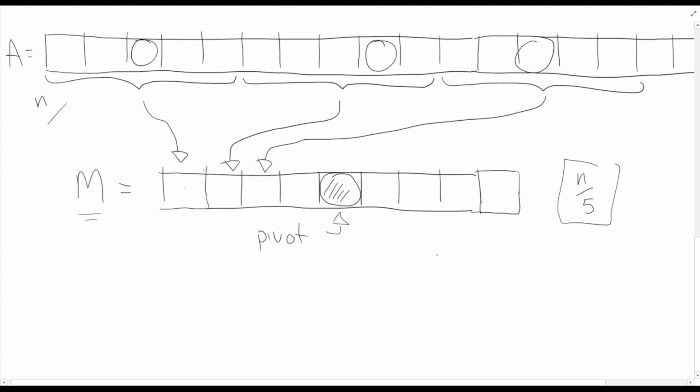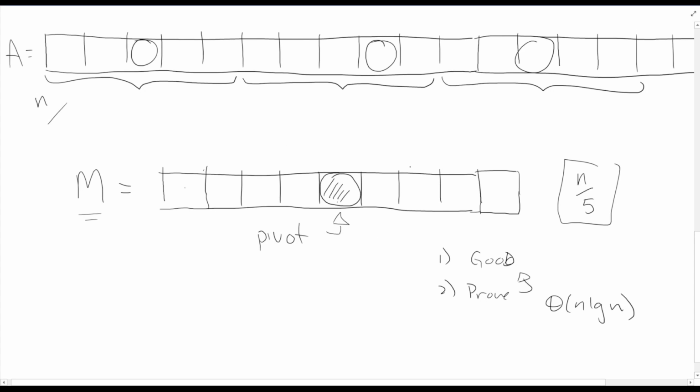One, remember, is that we want to argue that it's good, whatever that means. And then two, we want to prove that because we've selected a good pivot, we can get the runtime that we're looking for, our n log n. All right, so I do want to argue that this pivot that we've selected is good. And by good, I mean that it's greater than or equal to 3n over 10 values.